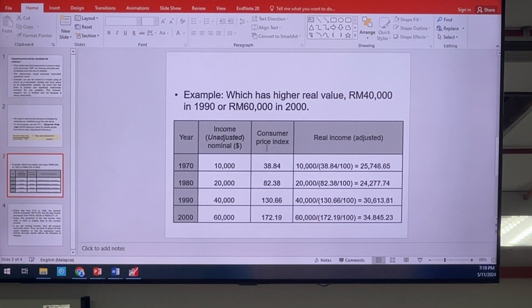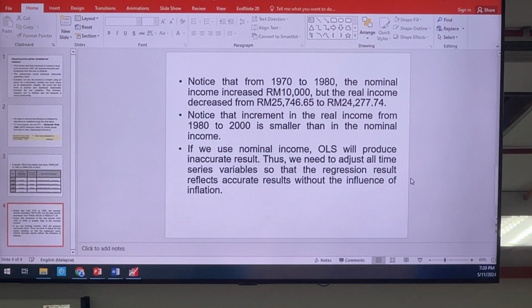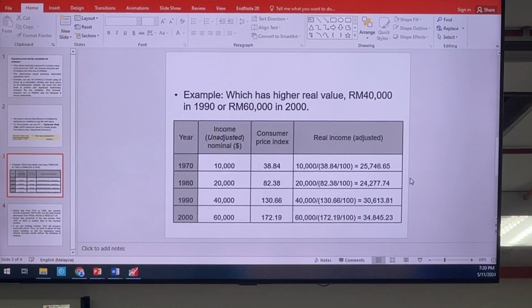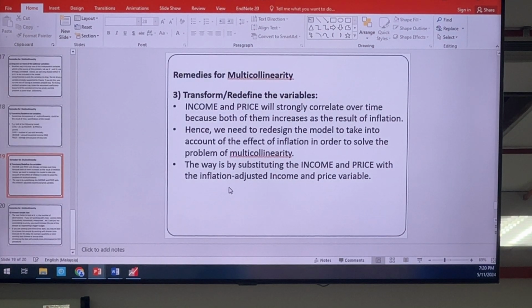So if you have the CPI and you calculate like this, you can see the real income after you remove the effects of inflation. So you see the difference. Although after 10 years the actual amount has increased, in terms of real value, just like purchasing power, it has actually decreased. So if you have data like that, try to remove the influence of inflation first before you estimate a model, in order to reduce the chance of having a multicollinearity problem.